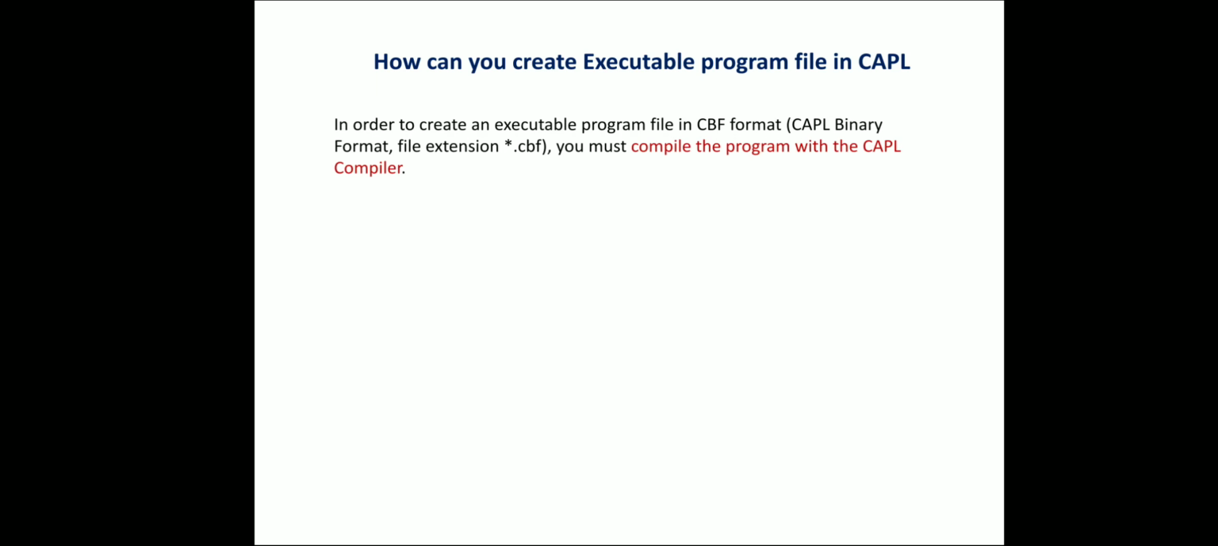How can you create the executable program file? You can see CBF format, CAPL binary format. It's like an executable jar file or a batch file. In order to create an executable program file in CBF format, CAPL binary format, the extension is .cbf. You must compile the program with the CAPL compiler, so that it will be converted into CBF format.